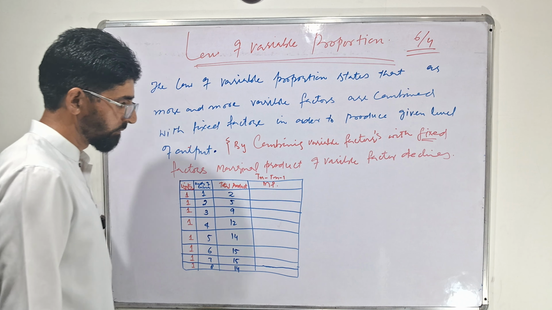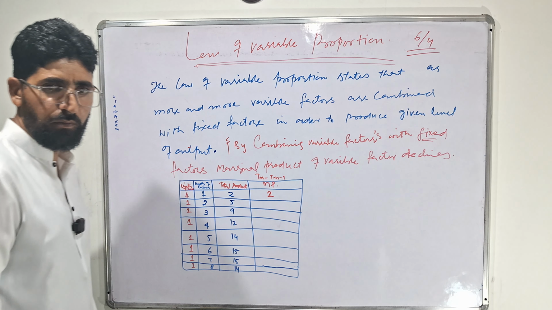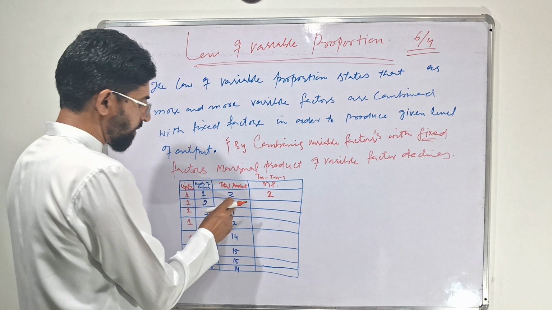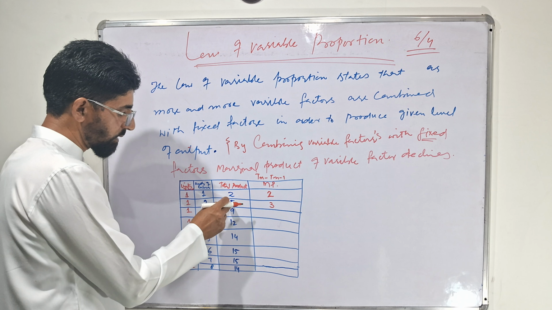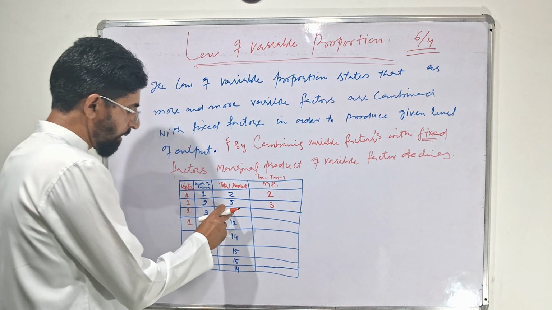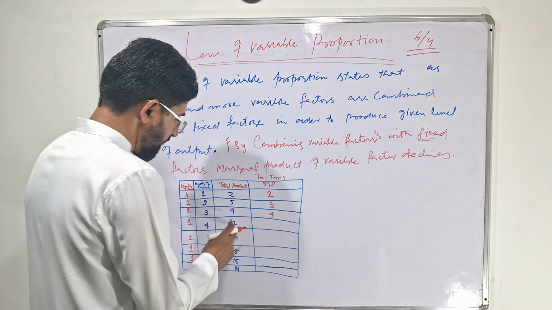The first marginal product will remain 2, as there is no previous value from which to calculate. Now we can calculate the rest. Here is 2, here is 5. What is the change in total product? 5 minus 2 is 3. Then 9 minus 5 is 4. Then 12 minus 9 is 3. Then 14 minus 12 is 2.